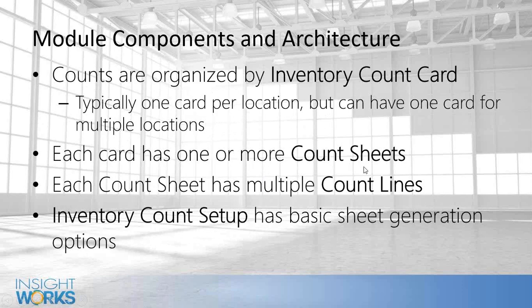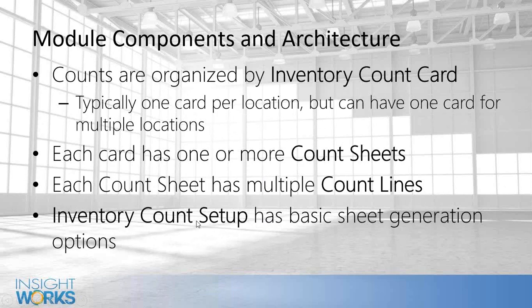Within that count card, we have count sheets, which I described earlier. It's just where we're going to stick everything we scan. And then we have count lines, which is what we scanned in or what we've generated for people to go ahead and scan. The inventory count setup you can use to control how the sheets are generated, for example, adding expiration dates when we generate the lot numbers, those types of things. Most people will never really have to look at this. If you're printing out count sheets, then you can specify the report you use to print and those types of things. But pretty straightforward. Most of the time, nobody has to look at this inventory count setup at all.